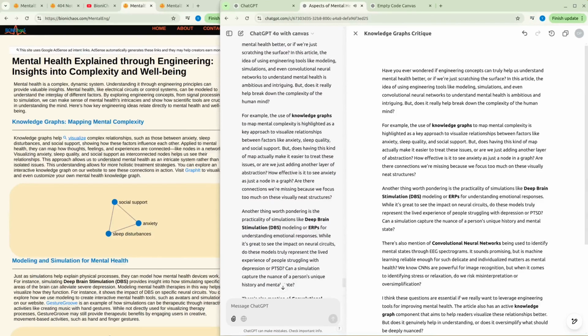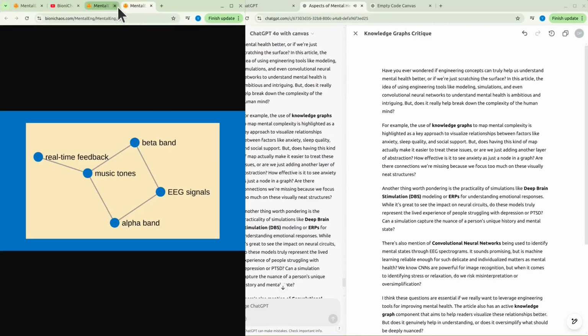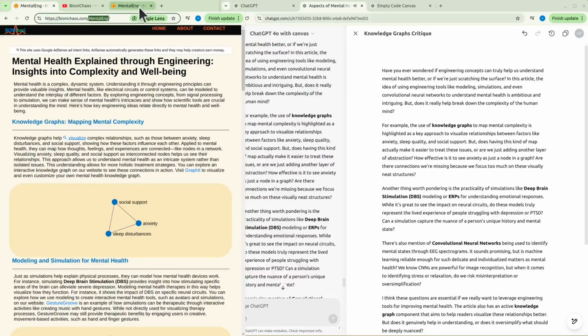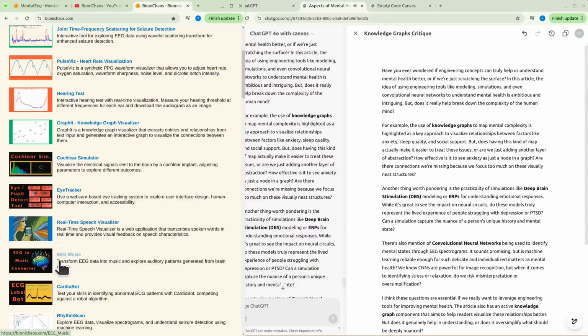Have you ever wondered if engineering concepts can truly help us understand mental health better, or if we're just scratching the surface? In this article, the idea of using engineering tools like modeling, simulations, and even convolutional neural networks to understand mental health is ambitious and intriguing. But does it really help break down the complexity of the human mind?